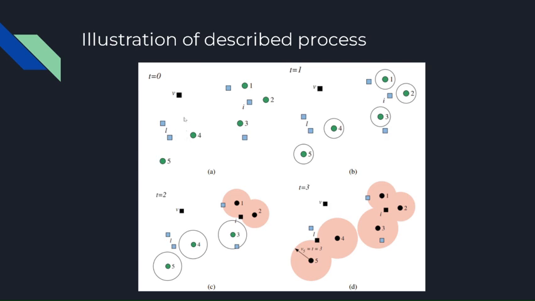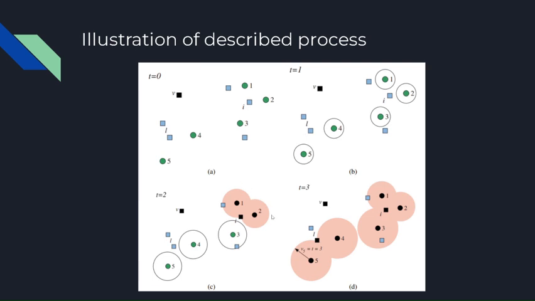So at t is equal to 0, only v is tentatively open and represented in black. The other blue squares are the other possible locations for facilities, and they are closed as of now. And 1, 2, 3, 4 and 5 are the demands or the clients. So at t is equal to 1, you can visualize alpha j as the radius of circles, and we'll increment the radius of these circles one at a time. At this initial point no constraints are becoming tight.